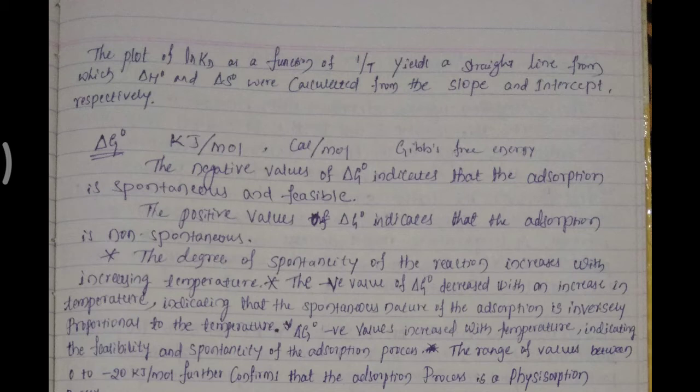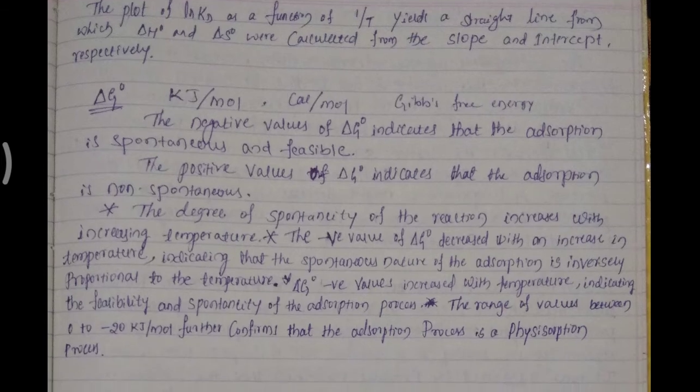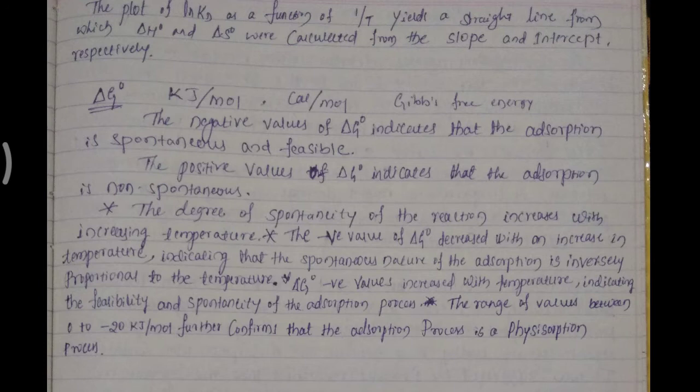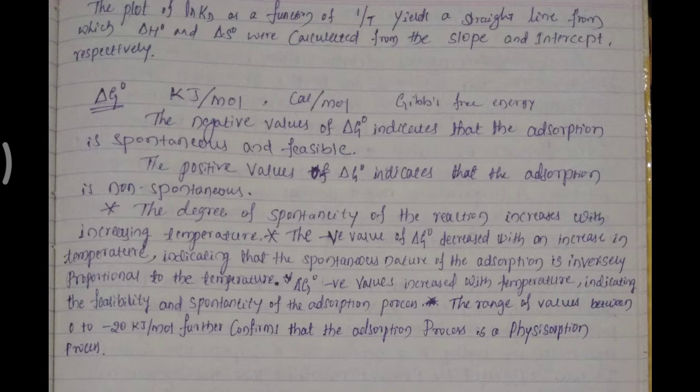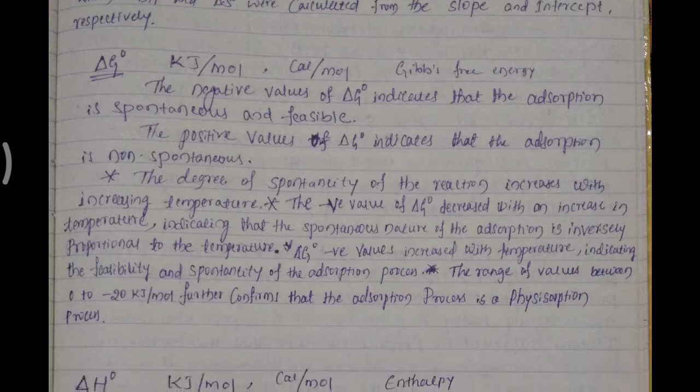The unit of delta G naught is kilojoule per mole, also we can write calories per mole, Gibbs free energy. The negative value of delta G naught indicates that the adsorption is spontaneous and feasible. The positive value of delta G naught indicates that the adsorption is non-spontaneous. You can see some points. The degree of spontaneity of the reaction increases with increasing temperature.